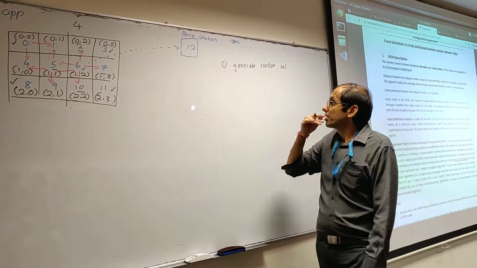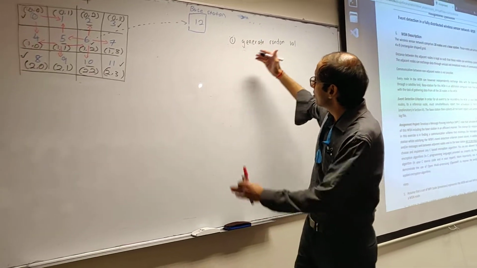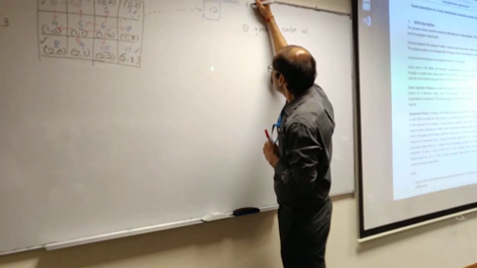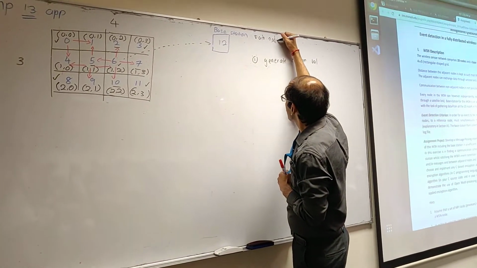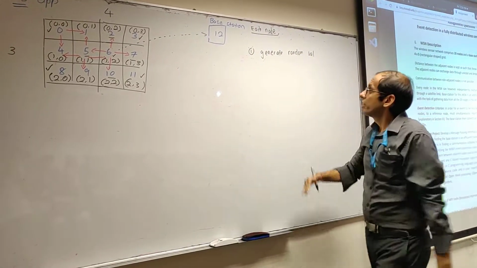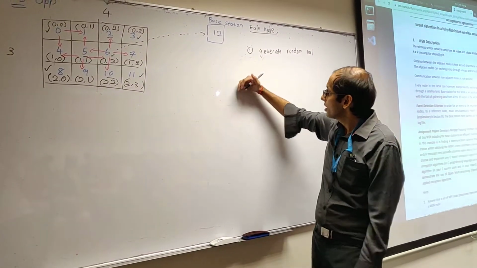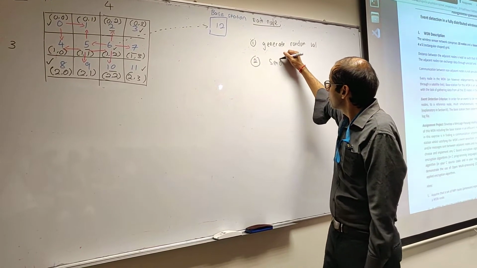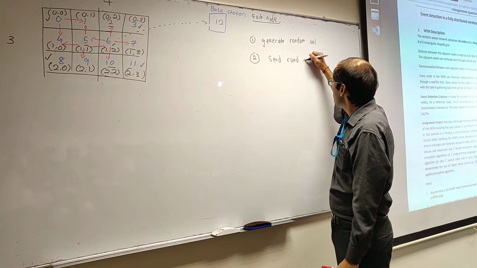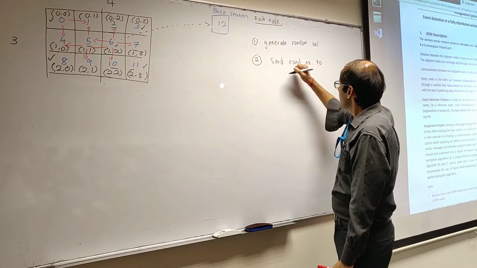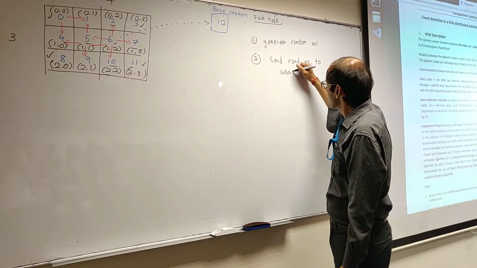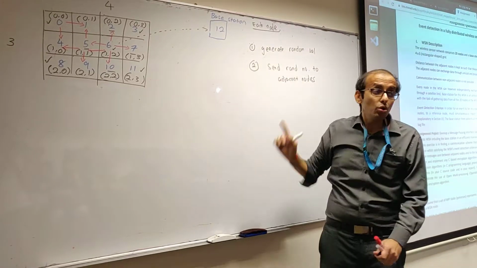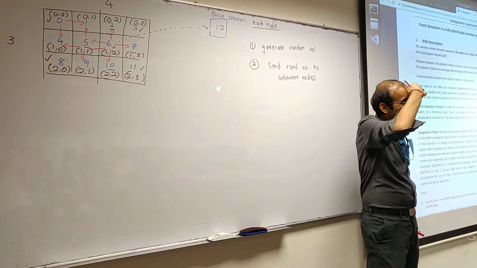Once you have generated a random number, each node does the following. You generate the number, and after that you send the random number to adjacent nodes. Now, this is the tricky part. How does each node know who its adjacent nodes are?